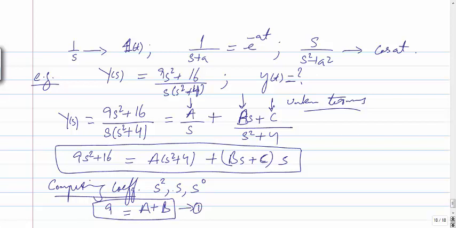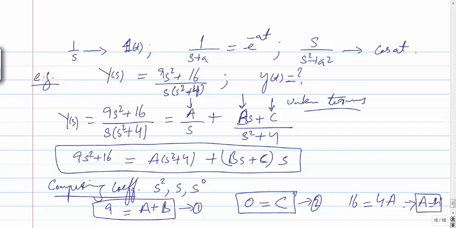Now when you compare with s, there is no term with s on the left, so the coefficient is 0 here, and on the right there is only c. So in that case c is directly calculated as 0. This is equation number 2. Now for the third one, if we consider the constant, on the left hand side we have 16 and on the right hand side we have 4a. So from here we easily calculate a as 4.